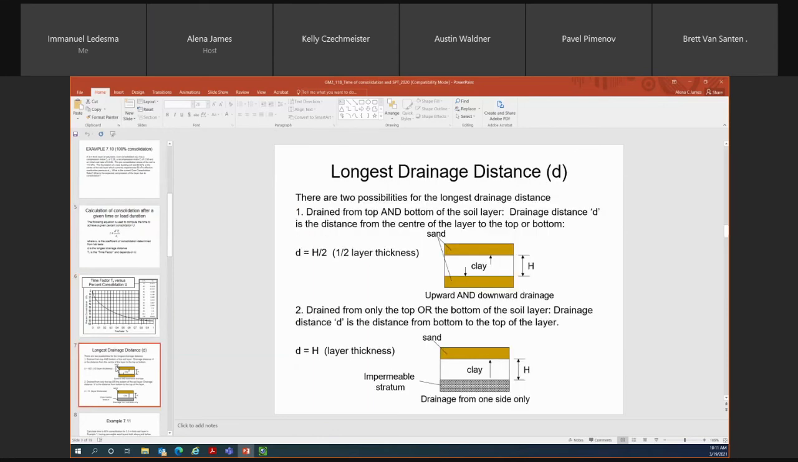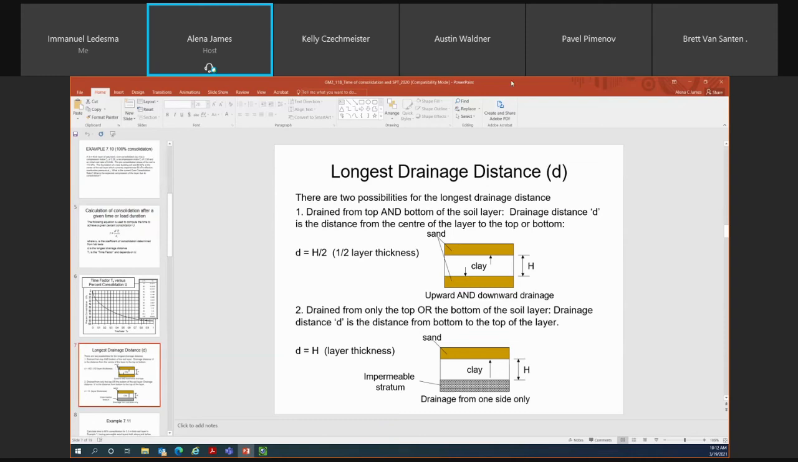Your longest drainage distance: there are two possibilities. The first possibility is, say you have a clay layer, and that clay layer is bound above and below by two permeable layers. So you would have a sand layer above the clay layer and a sand layer below the clay layer. Well, your longest drainage distance for that clay layer is represented by 1/2 of your clay layer thickness, or your H/2 value.